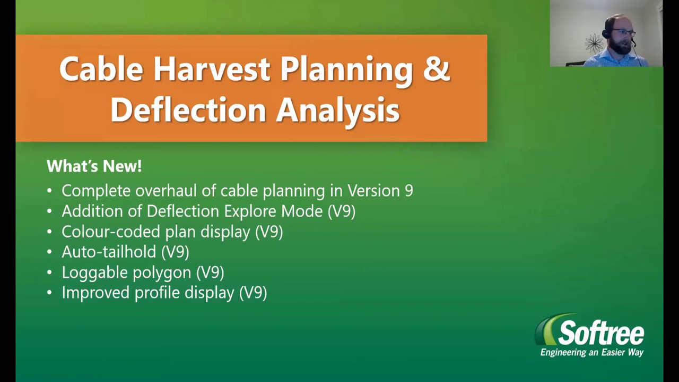Other changes are we've added color-coded plan display so we can see where we lose deflection. We've got an auto tail hold functionality, so it's going to set your haulback block at where you lose deflection. And we can generate a loggable polygon based off the D-Line Explorer mode, so that's going to make more sense when I show it. And we've improved some things with our profile display.